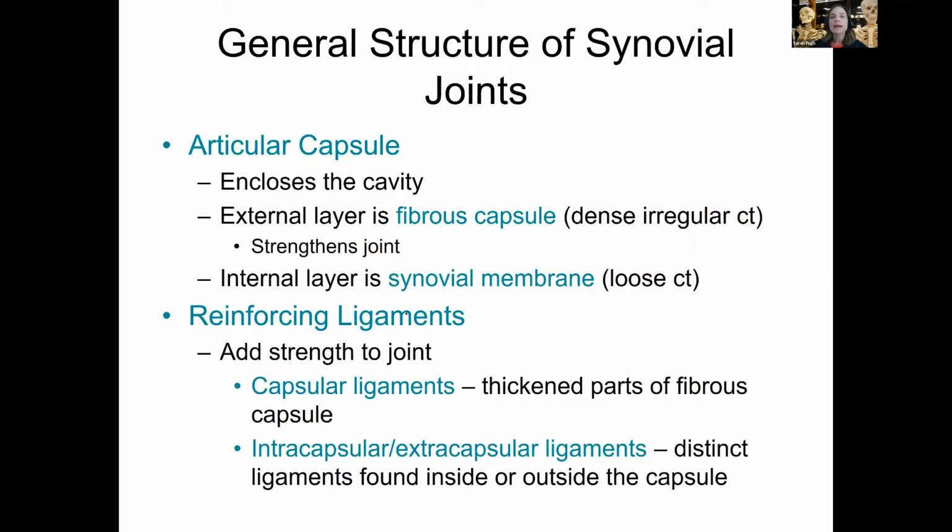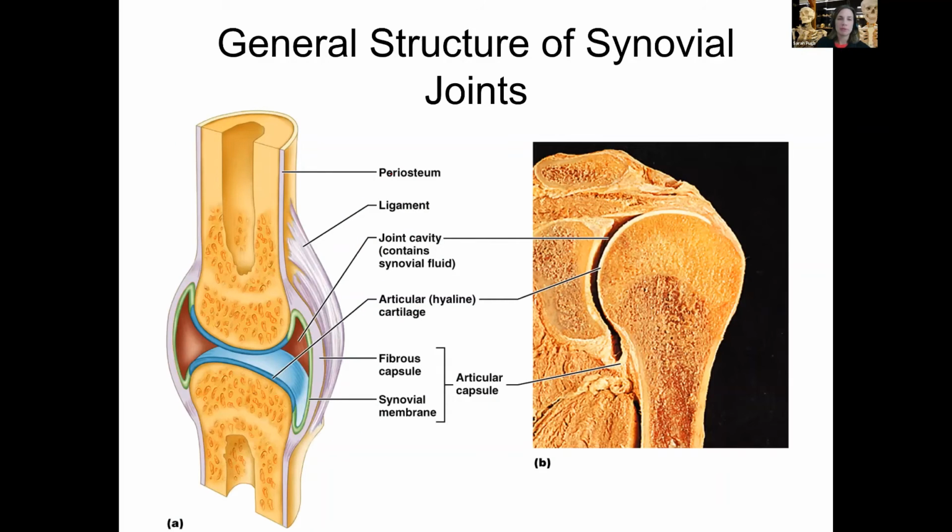We also have an articular capsule. So remember, this is what's kind of holding the synovial fluid in that synovial cavity. So we say it encloses the cavity. There's actually two parts to the articular capsule. I'm going to show you a picture. There's an outside part called the fibrous capsule, and then there's an inside part called the synovial membrane.